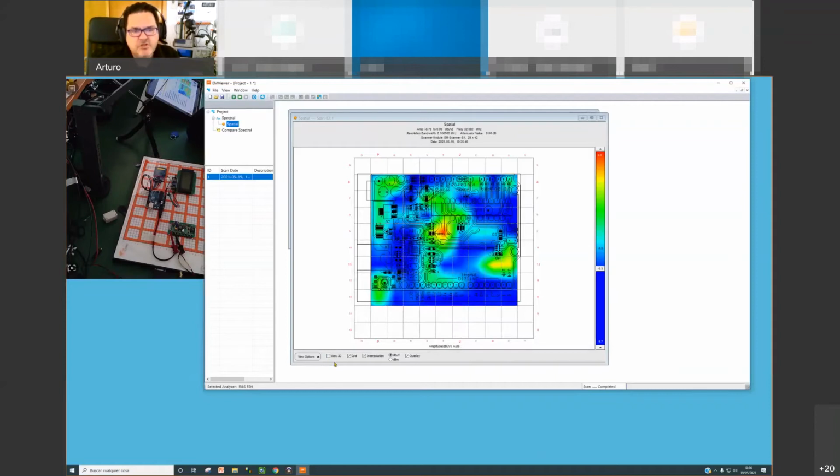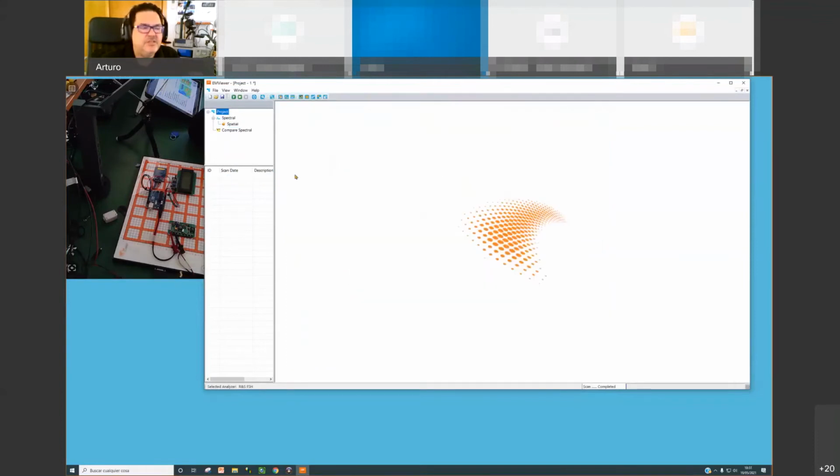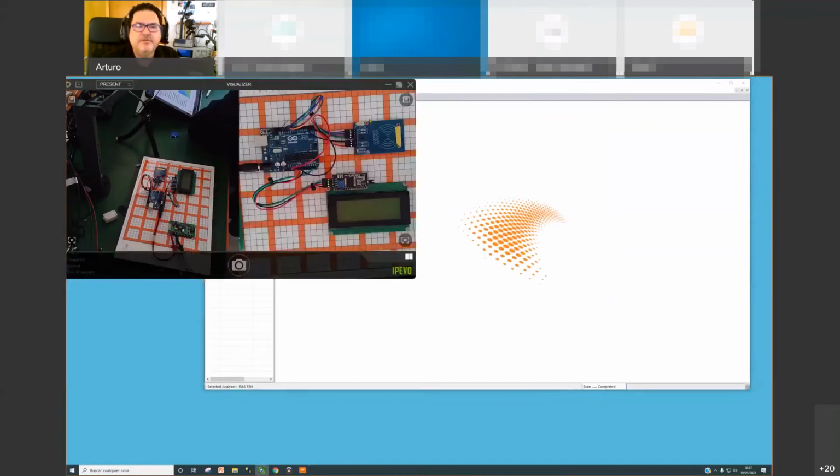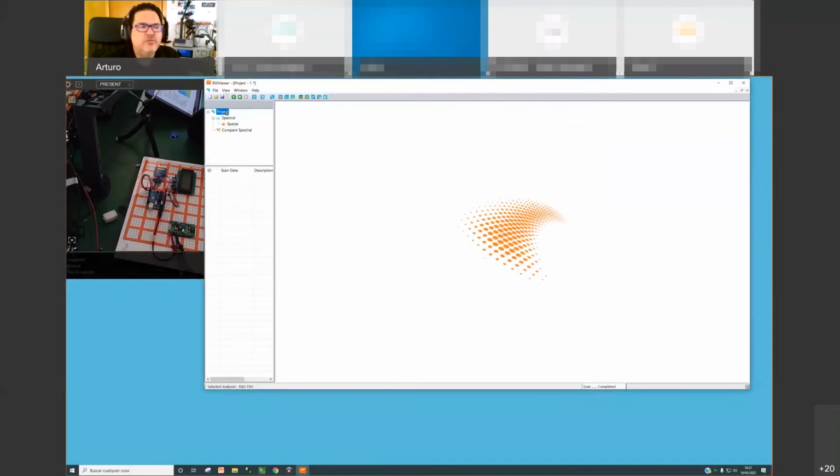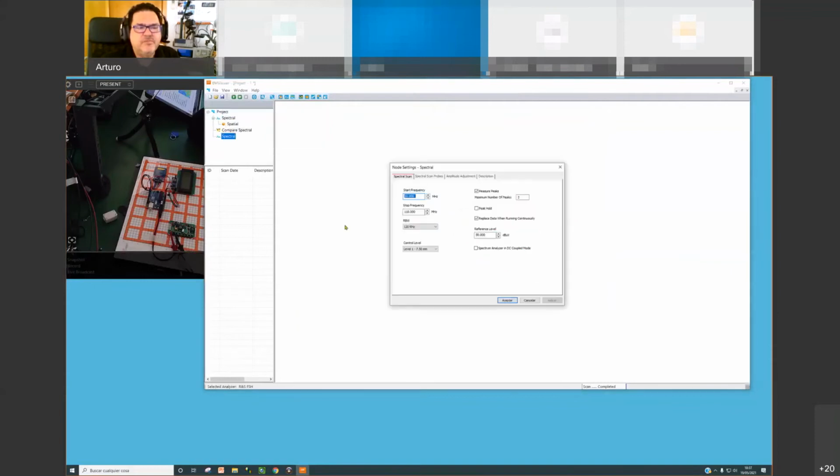Okay, so let's now scan another area of my system. I am interested in the reader. So let's start a new spectral node, and let's go from 10 megahertz, because the frequency of my RFID system is 13.56 megahertz. I don't need to go up to 100 or 200 megahertz. Let's go to 50 megahertz, for example. And let's just select 120 kilohertz, and we can measure peaks. It's not necessary, but let's measure peaks.